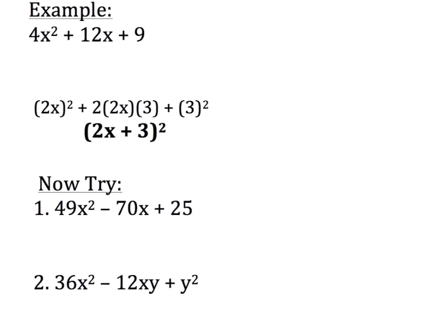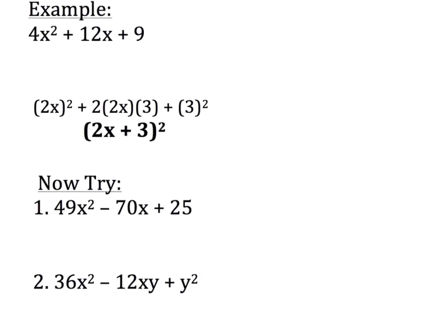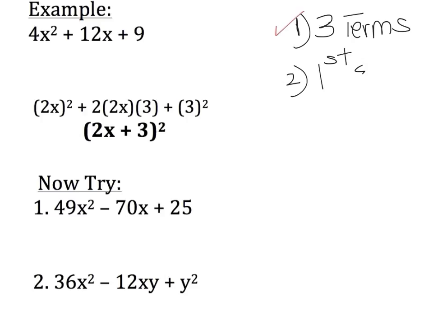Now, there are certain rules that you need to follow or certain things you need to check before you can know if you can apply this special case or if this is a special case. Now, the first thing you need to ask yourself, do I have 3 terms? Is this a trinomial? So let's check. We have 1, 2, 3 terms. So yes, it is a trinomial. Now, the second thing I need to check is I need to look at the first and third term and ask myself, are they perfect squares?